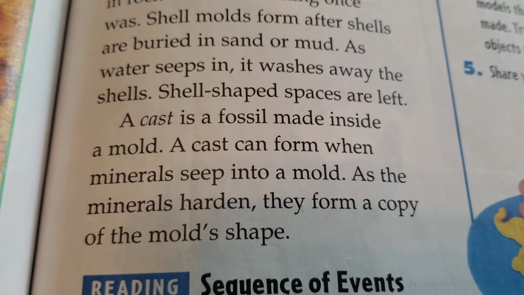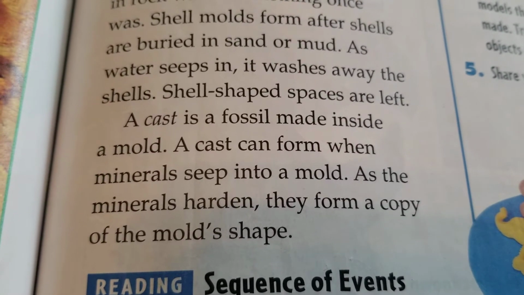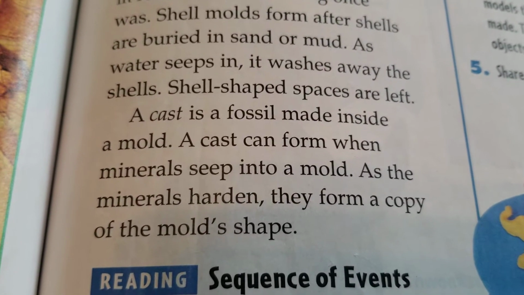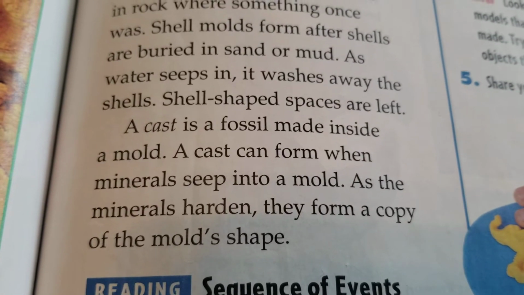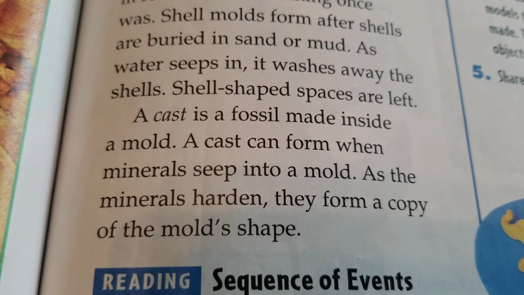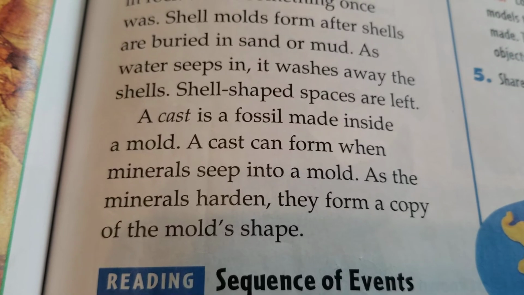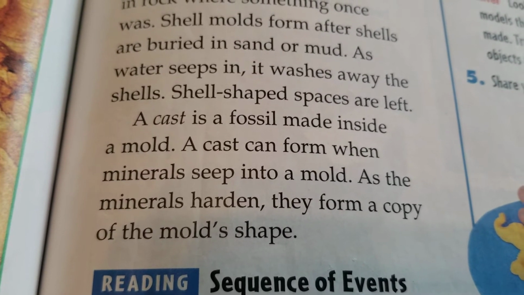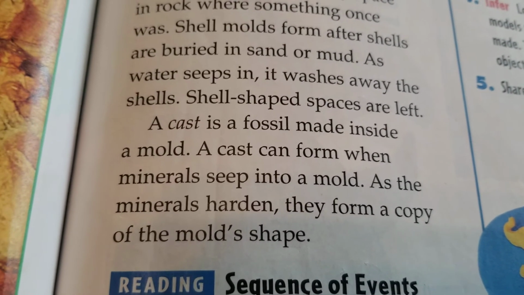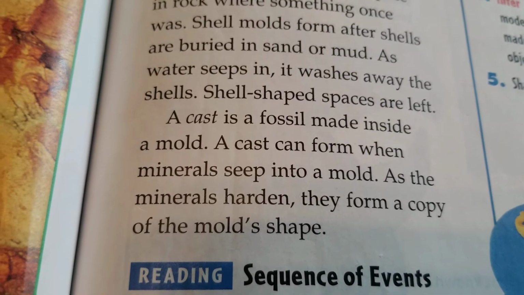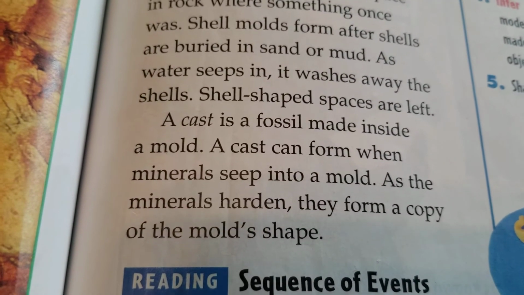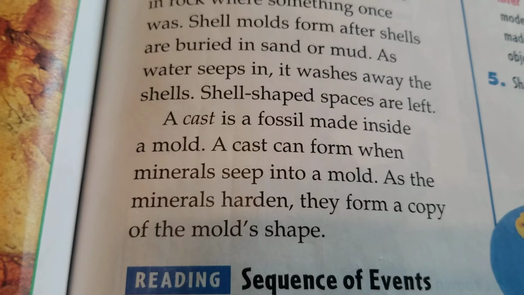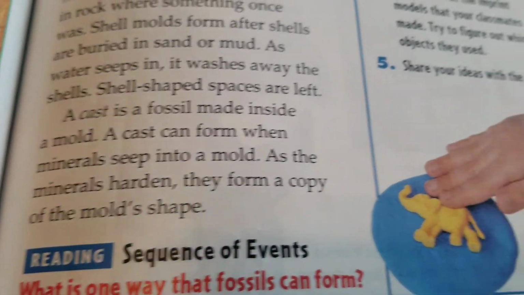A cast can form when minerals seep into a mold. As the minerals harden, they can form a copy of the mold's shape. So the shell might get washed away, but there's a space left with the imprint of that shell that shows you exactly what that shell would have looked like. And if it gets filled with material that becomes rock, you have almost a recreation of that shell, I think is how I would interpret that.